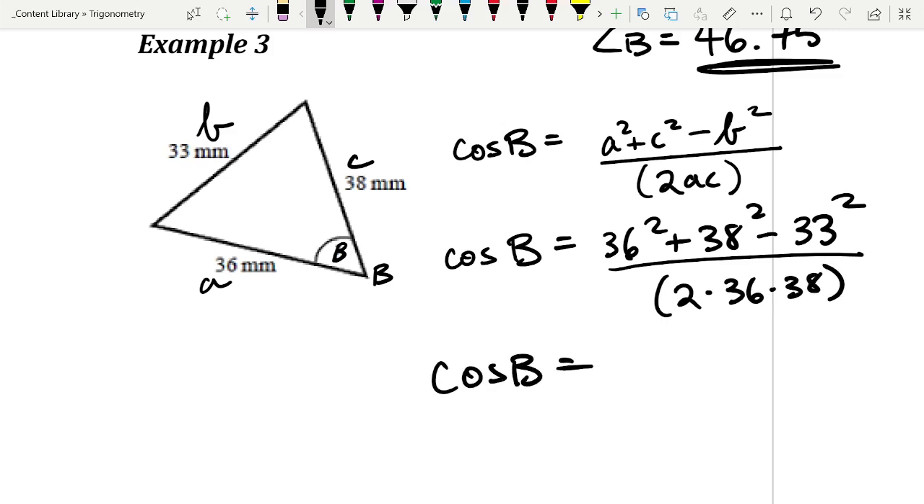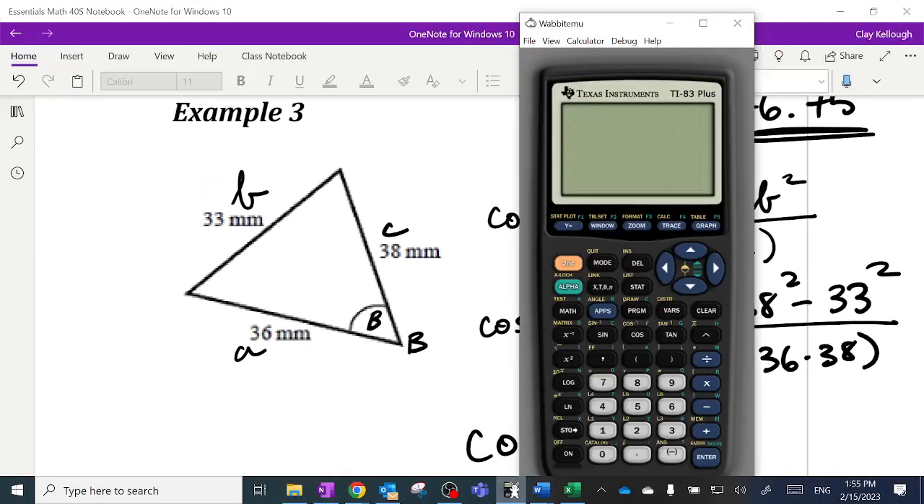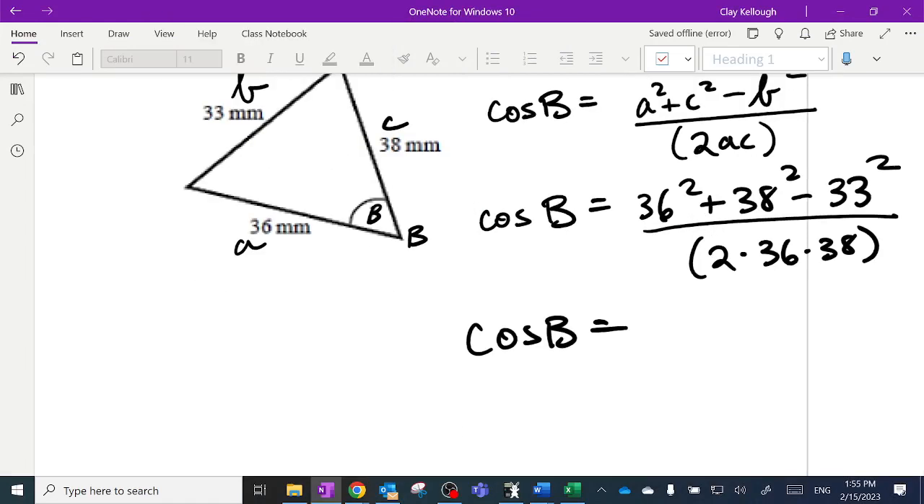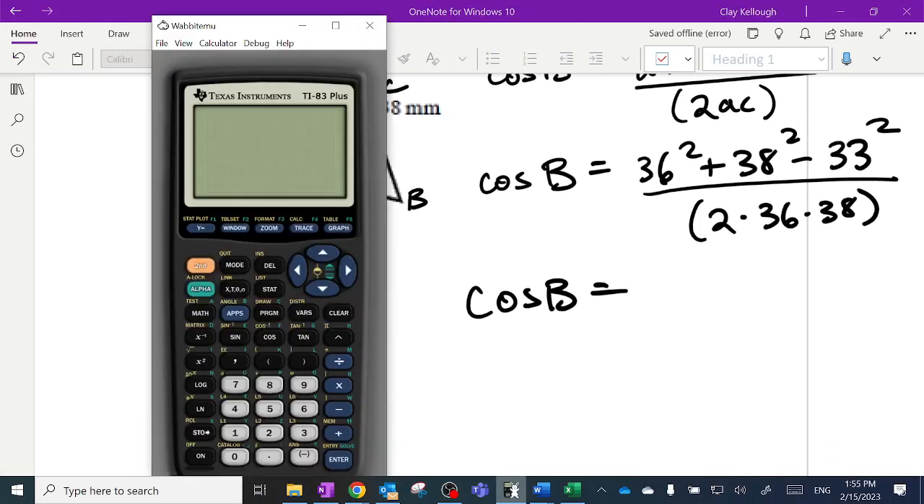And now let's show you how to punch buttons in case you need one more reminder on that. Come on, come on. Calculator. Oops. Come back. There you are. On. Clear all that. Okay, open a bracket. 36 squared plus 38 squared minus 33 squared, close the bracket, divide by, open another bracket. 2 times 36 times 38. Close my bracket and hit equals.